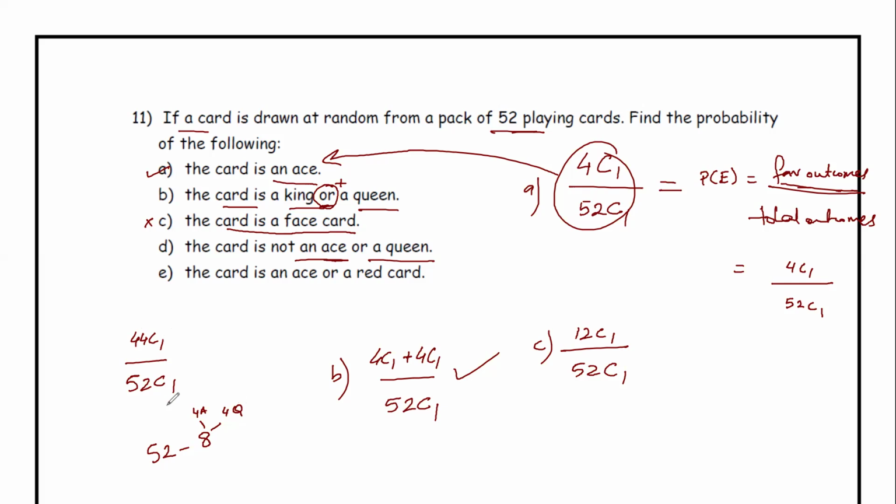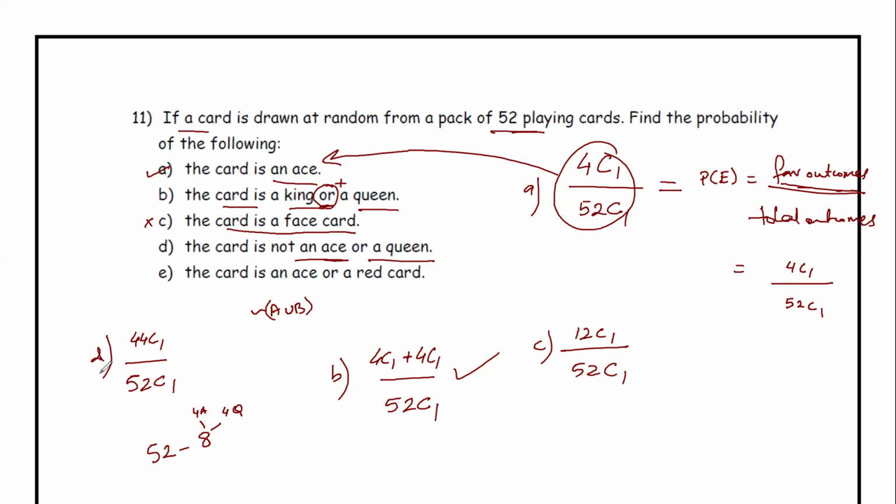Now, this one definitely would fall under the category of not A union B. Anyway, we're not going there. So just remember, out of the 52, subtract aces and queens. So there are 8 of them. So 44 remains. That's my answer for D.